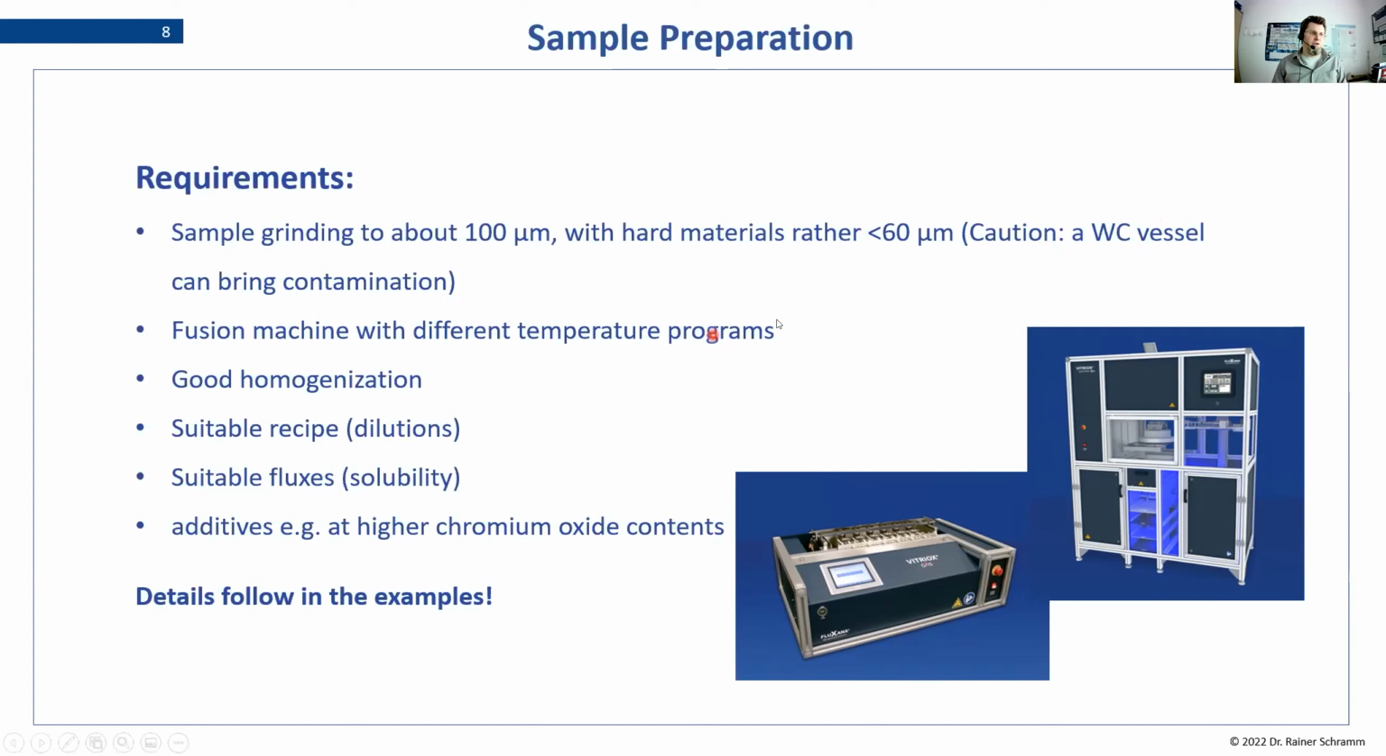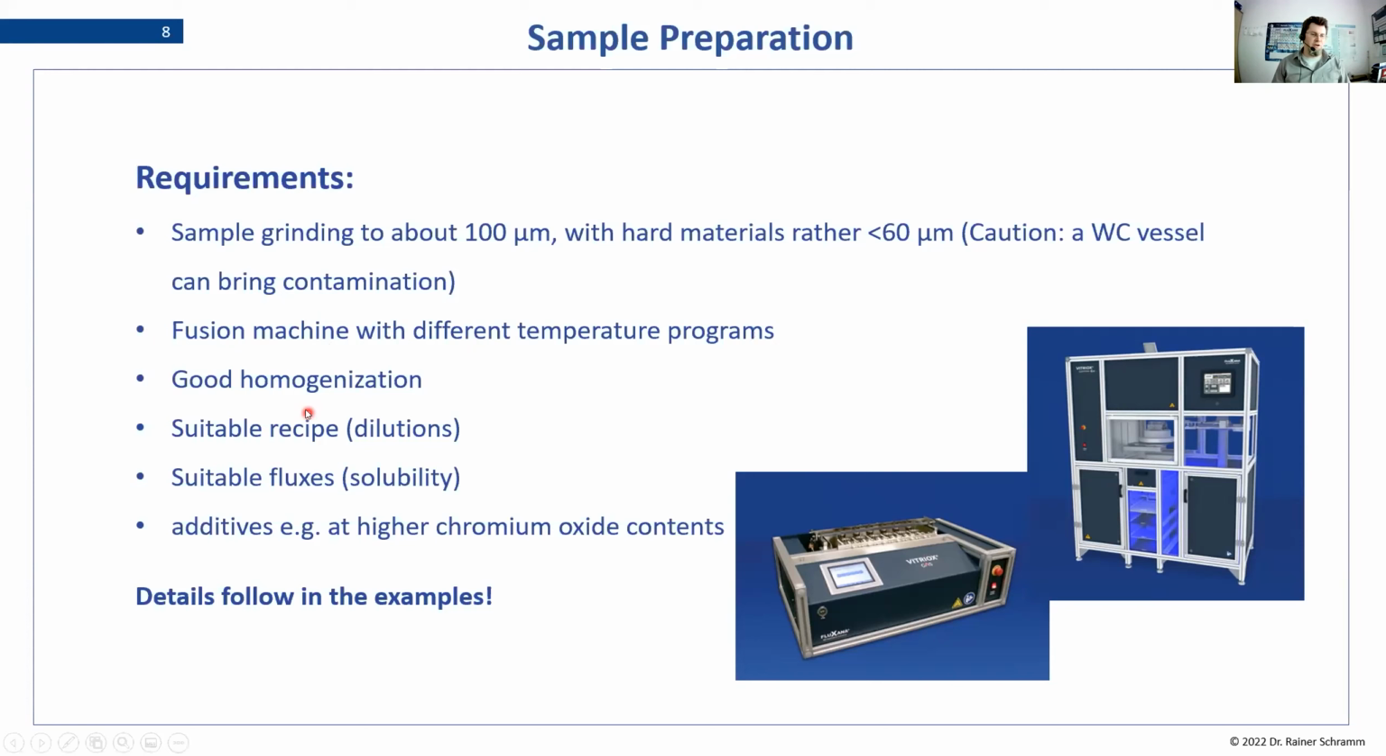In terms of fusion equipment, we recommend having a fusion machine with different temperature programs possible, because we will need variation here. Some samples will need longer fusion times or higher temperature to get a good repeatable result. So definitely have a machine which can deal with high temperatures and variable fusion timings, let's say.